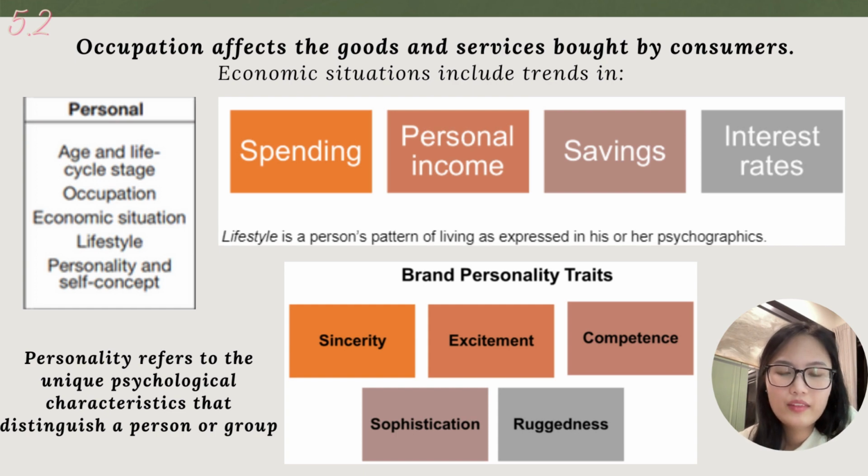This is about personal factors. There are five categories that are very important here: age and life cycle stage, occupation, economic situation, lifestyle, personality, and self-concept. Occupation affects the goods and services bought by consumers, and economic situation includes trends in spending, personal income, savings, and interest rates. Personality refers to the unique psychological characteristics that distinguish a person or a group.